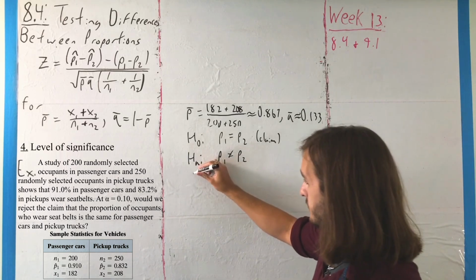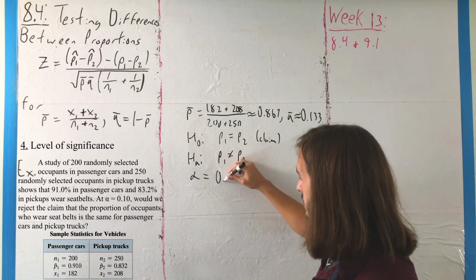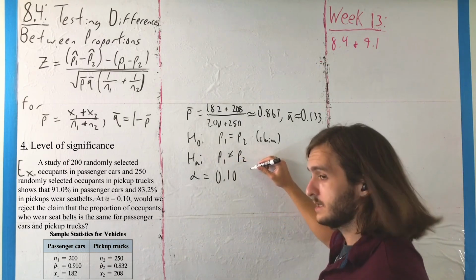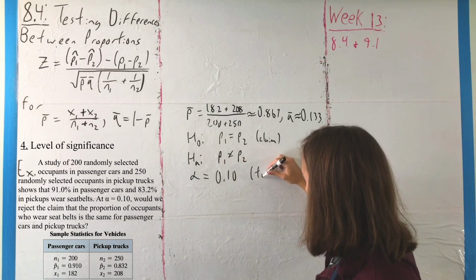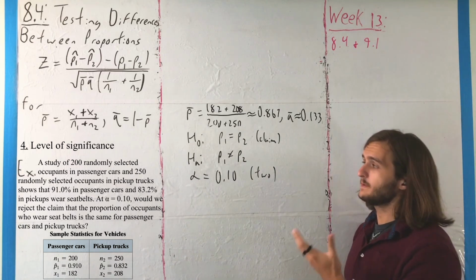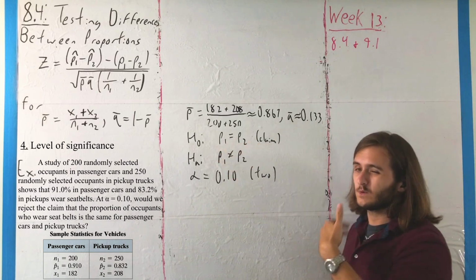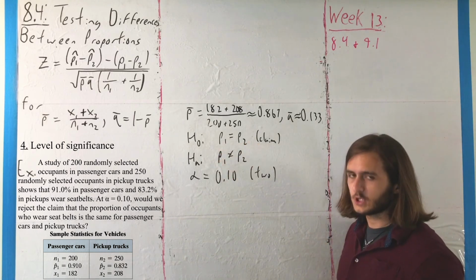So for our level of significance, remember that's generally going to be given, and it still is here. That's 10%. And to be sure, this is two-tailed. Now, it being two-tailed kind of makes our life a little bit easier because, as I talked about in 8.2 and 8.3, the decision of what's p1 and what's p2, pretty much arbitrary.